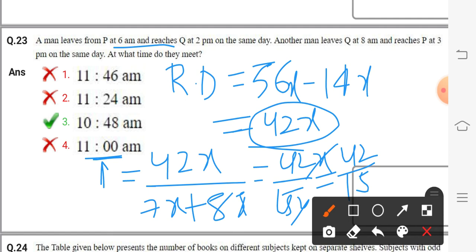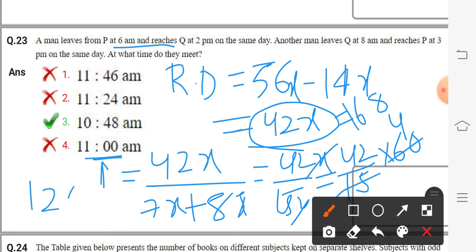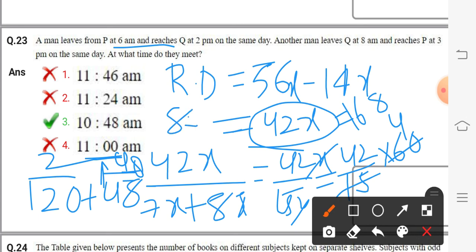When we change this into minutes, we multiply with 60. So 15 4s are 60. 4 2s are 8. 4 4s are 16. 168. In 168, 120 minutes plus 48. So 120 minutes means 2 hours 48 minutes. 8 plus 2 hours means 10 hours. 10 hours 48 minutes. So third option is correct.